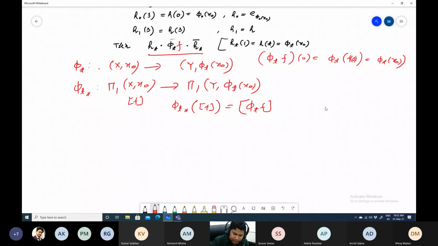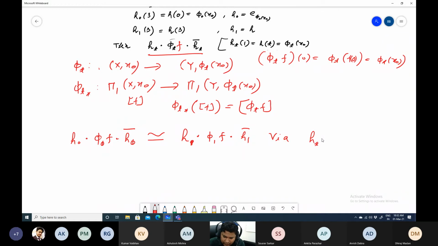Right. Therefore you can say that phi 0 f dot h0 bar is homotopic to phi 1 f dot h1 bar via this homotopy, because that is continuous. Now we'll define phi t f dot ht bar, this one. Now what is this map? Now we have defined that one, right?